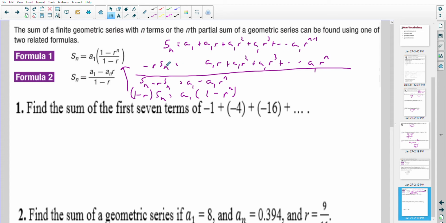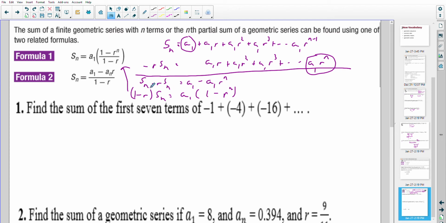The way I can subtract it off is by multiplying this sum by r, and when I multiply by r, a sub 1 becomes a sub 1 times r. This becomes a sub 1 times r squared, etc. And I'm lining them up this way because now you can see when I subtract it, I can just eliminate all of those terms except for two terms that remain. The first term is going to be this one, and the last term is going to be this one. And that's why you have a sub 1 minus a sub 1 times r to the n.